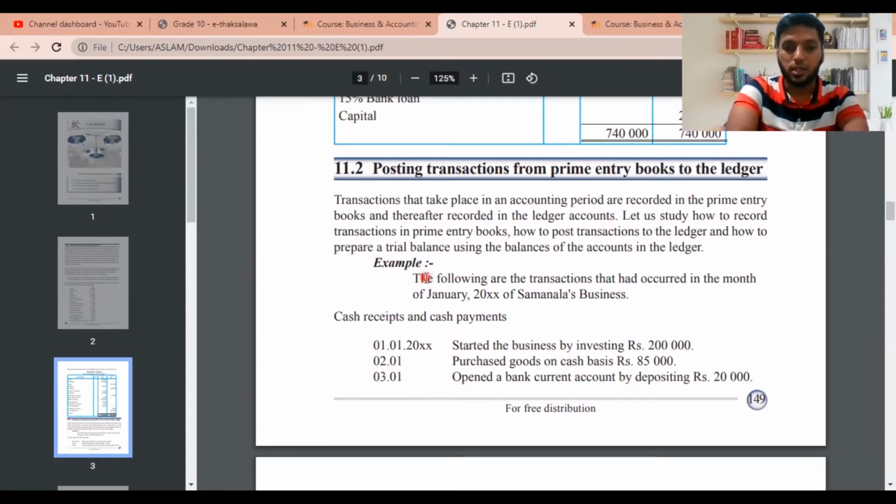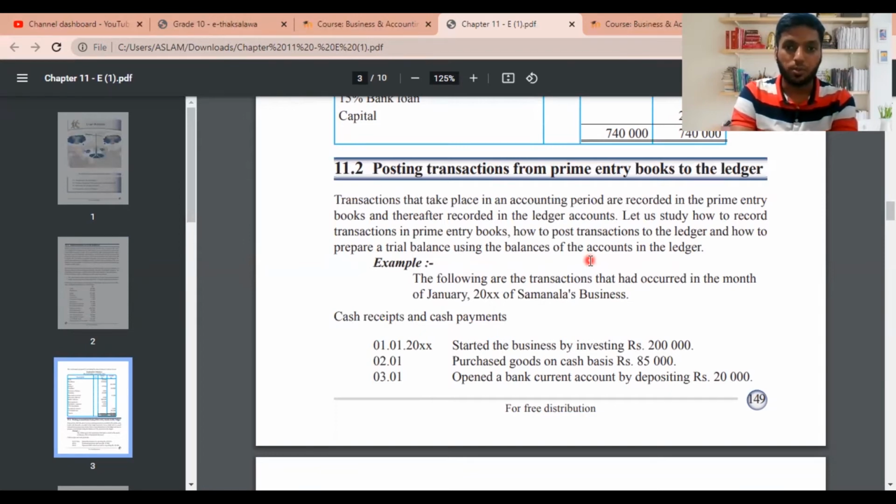You might see the following. Let us study how to record transactions in primary books, how to post transactions to the ledger, and how to prepare a trial balance using the balances of accounts in the ledger. One particular thing before I do this sum: this question will not be tested in your O levels. For your knowledge, this type of question can be tested, but not this exact question, guys. Out of the entire paper, maybe two or three transactions might be there, but this is tested highly in O level from certain areas. They don't test a similar question like that.